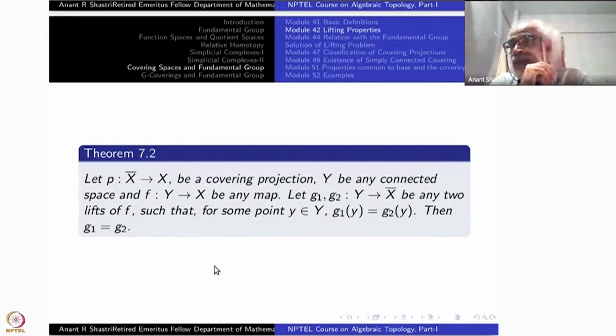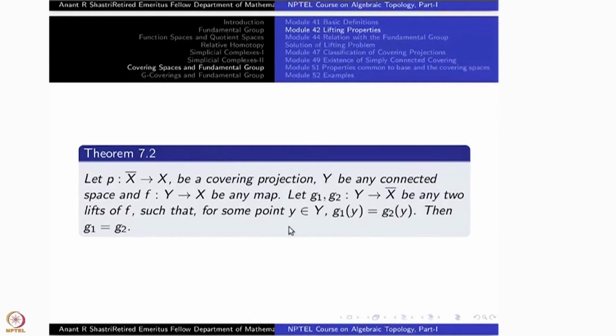So this is exactly similar to the first order differential equation. If you specify the initial condition, then the solution is unique. This is like the initial condition. At one point they agree, then the whole thing agrees, just like integration theory. Integrals are defined up to an additive constant. There is no addition or multiplication here. At one point they agree, continuity is there, that's all, and they would agree. So the key is that Y is connected. Of course, P has to be a covering projection. Otherwise, for arbitrary spaces, or arbitrary functions, this will not be true.